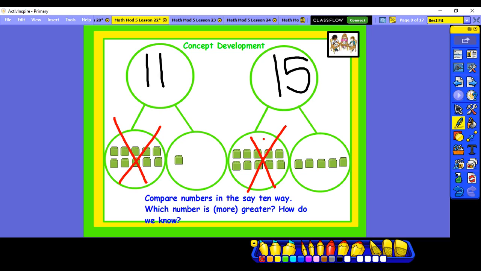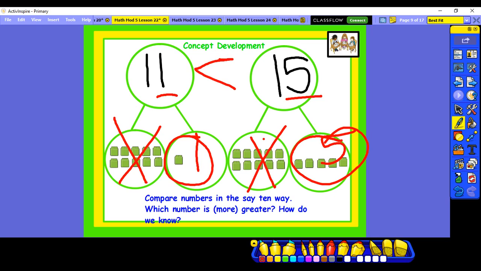Where do I need to look? I need to look at the leftovers. I have 1 leftover in 11. I have 5 leftover in 15. Which is more, 1 or 5? 5 is more than 1. So I know if 5 is more than 1, 15 is more than 11.